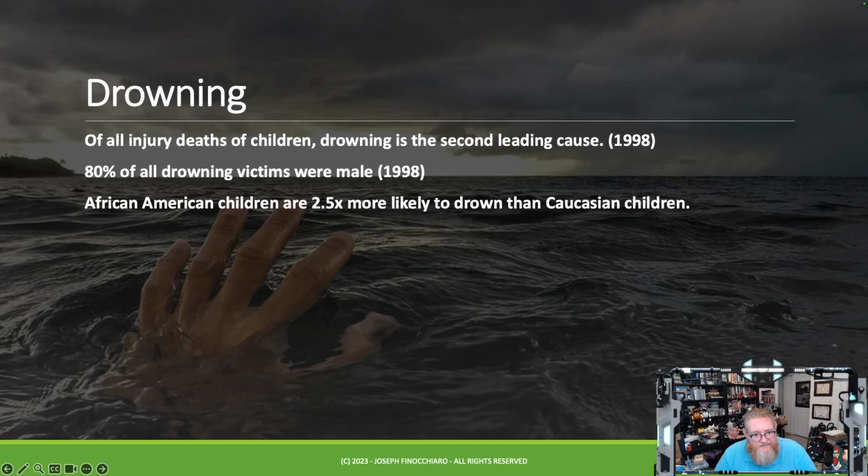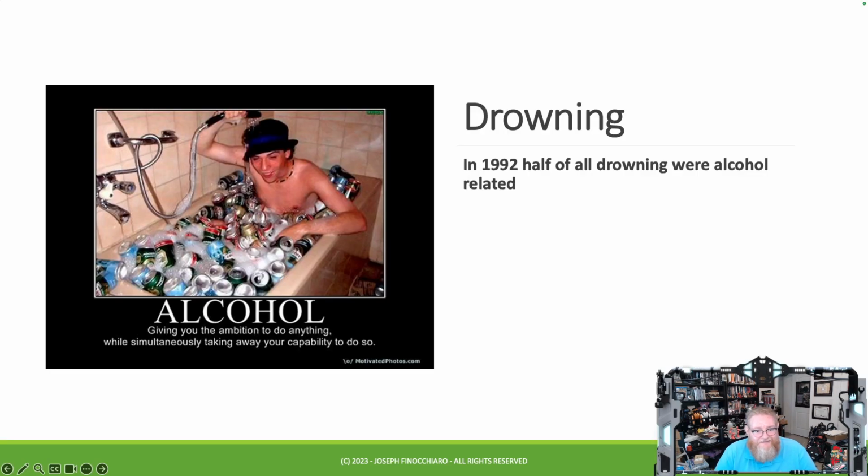Of all injury deaths of children, drowning is the second leading cause. 80% of all drowning victims were male, and African American children are 2.5 times more likely to drown than Caucasian children. In 1992, half of all drownings were alcohol-related.